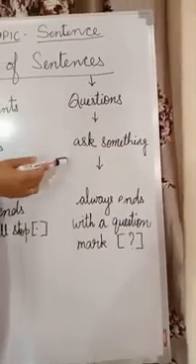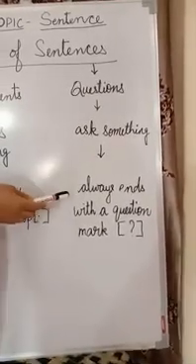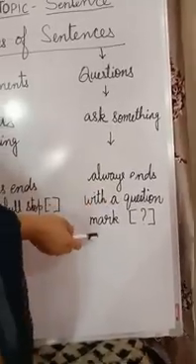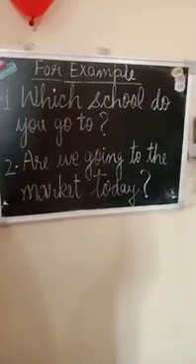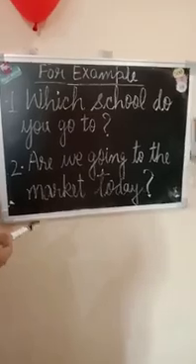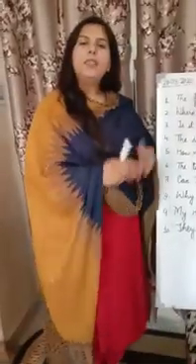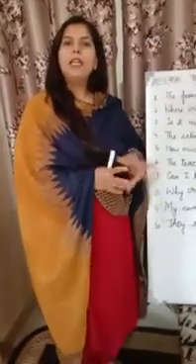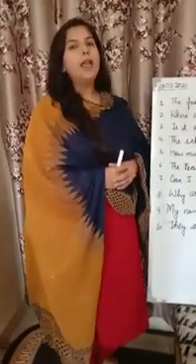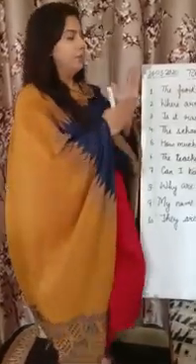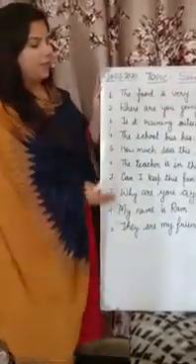What is question? When a sentence asks something, it is called a question. A question always ends with a question mark. For example, which school do you go to? Are we going to the market today? You see, at the end, question marks are there in both the sentences. Both of them ask a question. So, these are questions. Children, that the types of sentences are clear to you, that there are mainly two types of sentences. One is statements and the another one is questions. Now, let's revise what we have learnt by solving an exercise.